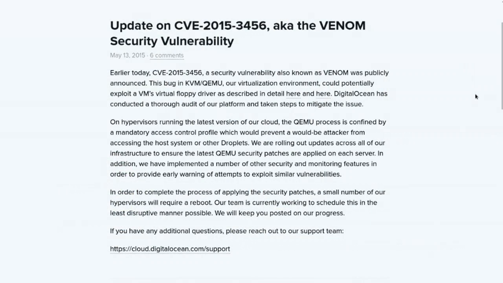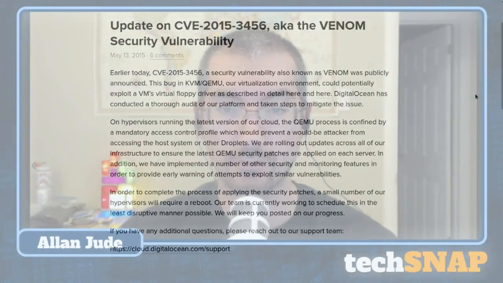We are rolling out updates across all of our infrastructure to ensure the latest QEMU security patches are applied on each server. In addition, we are implementing a number of other security and monitoring features in order to provide early warning of attempts to exploit this or similar vulnerabilities. In order to complete this process of applying the security patches, a small number of our hypervisors will require a reboot. Our team is currently working to schedule this in the least disruptive manner possible. And they'll keep you updated on the progress.